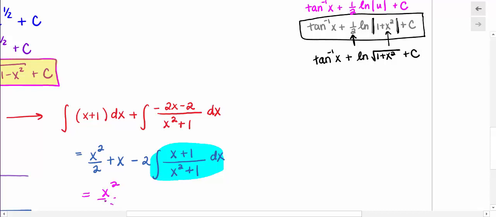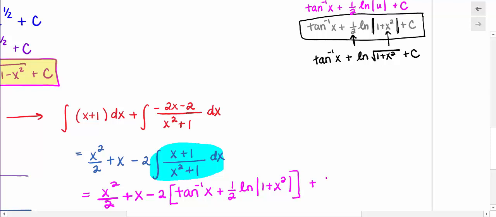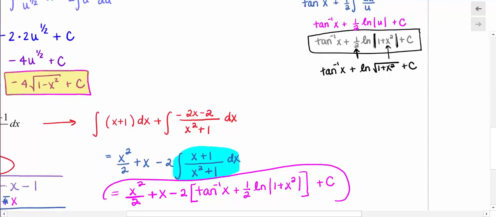So this is x squared over 2 plus x. The only difference is I'm going to have a negative 2 coefficient in front of that whole thing. So whether you distribute the negative 2 throughout or leave it in front is up to you. So for now, I'll just leave it in front. And I'm just going to do the first one that I boxed. Inverse tangent x plus 1/2 natural log 1 plus x squared in parentheses or absolute value bars plus c. You can certainly distribute that negative 2 if you would like.